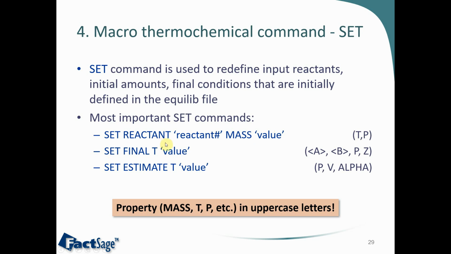Then we have the command to change the final conditions. So first the labels set and final, followed by, for example, uppercase T for temperature, but you can also apply alpha, beta, the pressure, or the product here, Z, then followed by the new value to be used. And then the command to change the estimate value in case of target calculations. So first, the label set estimate, followed by T, or P or V or alpha, depending on the target calculations, and then the new values to be used.